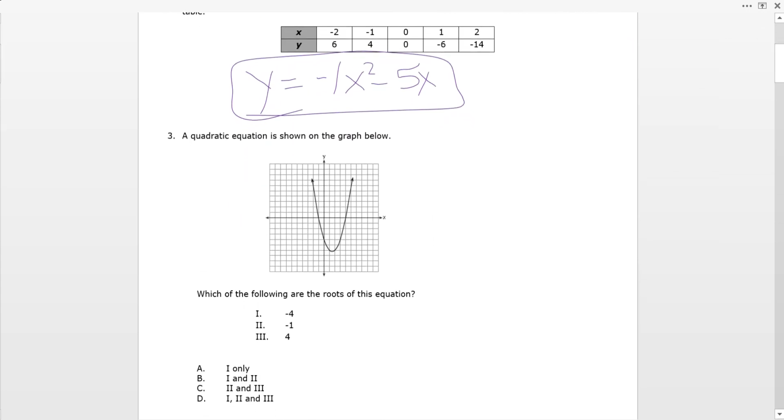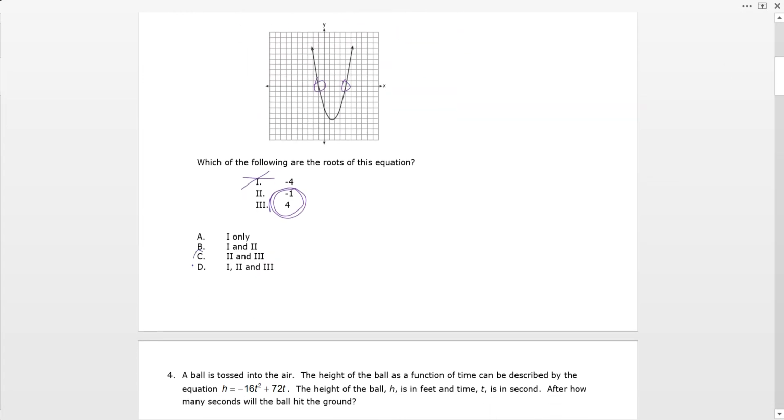If I'm looking for the roots, they are always, always, always where it crosses the x-axis. So the roots are negative 1 and positive 4. So not this one, but these two are the roots, which makes my answer C. That was almost too easy.